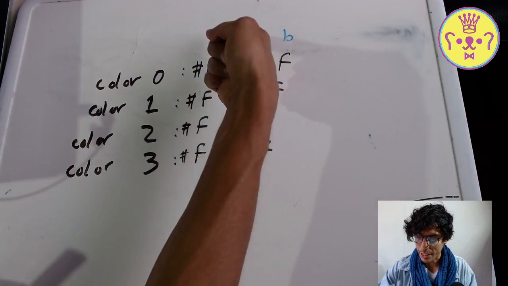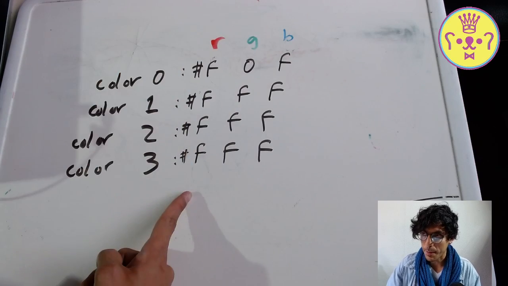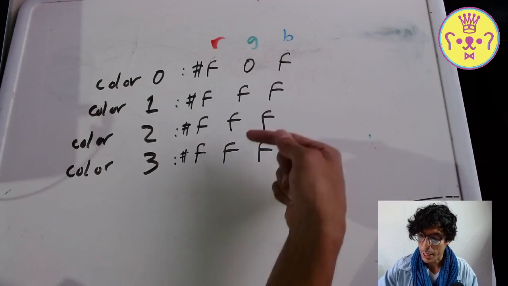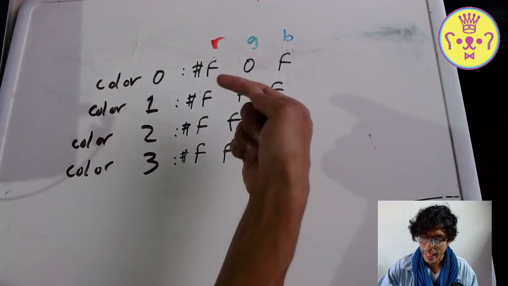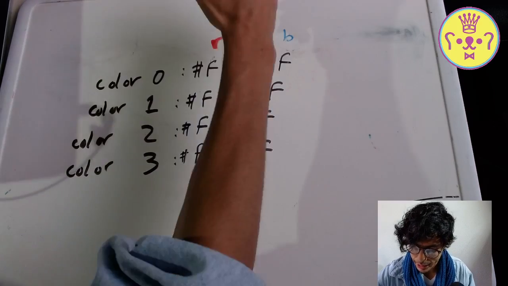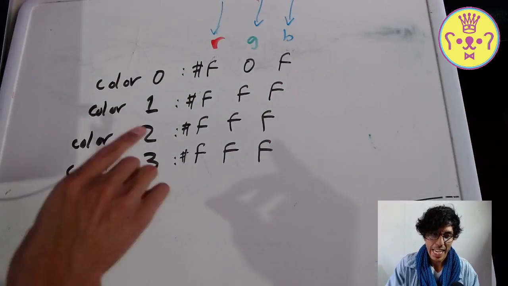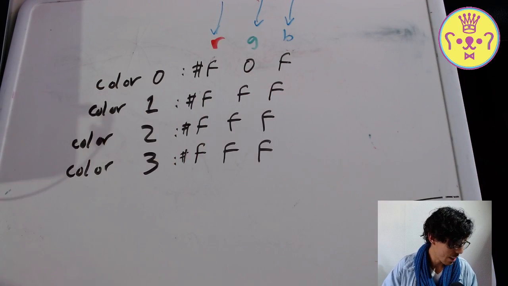So we are setting, okay, what are the values for all 4 colors in red? What are the values for all colors in green? And what are the values for all colors in blue? So we're setting the colors in this direction, but they have this meaning.